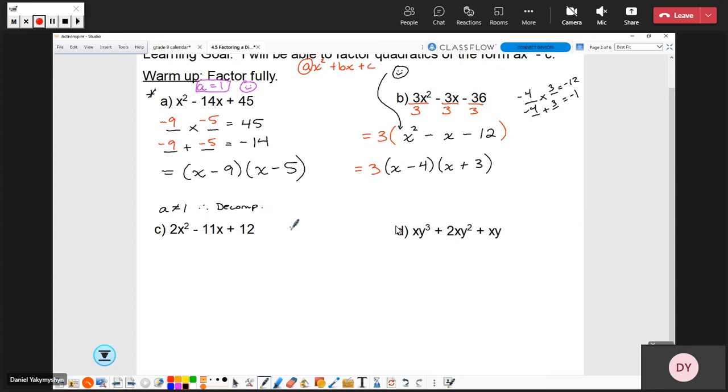So 2 times 12 is 24. We're trying to multiply to 24 and add to negative 11. Now, if you're someone that might struggle to find the two numbers that make this work, then you should probably write out all the factors.